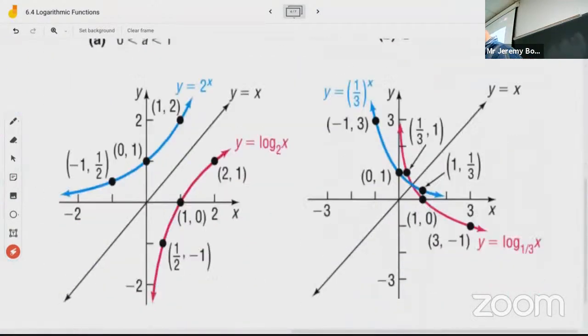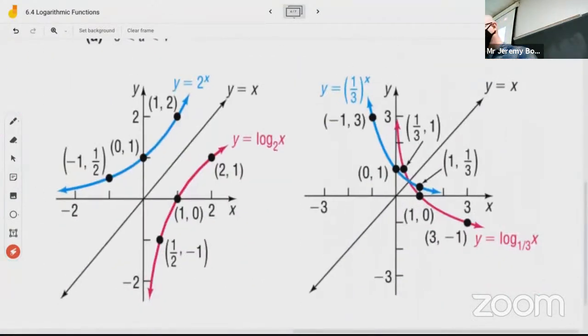Here are a couple more, these are actual examples. So this is y equals 2 to the x. It's an exponential growth function because my base is 2. And this is going to be its inverse, log base 2 of x. And so you can see how the ordered pairs are swapped here.